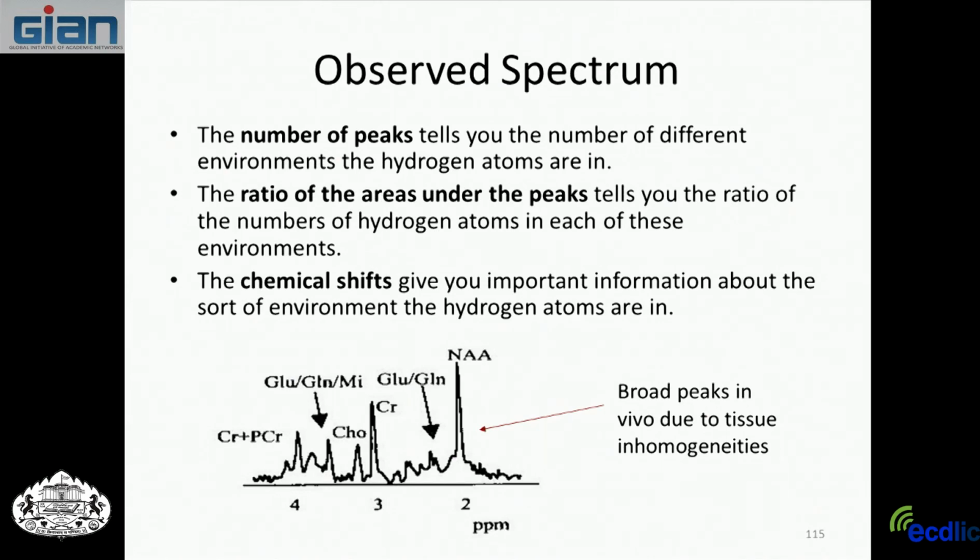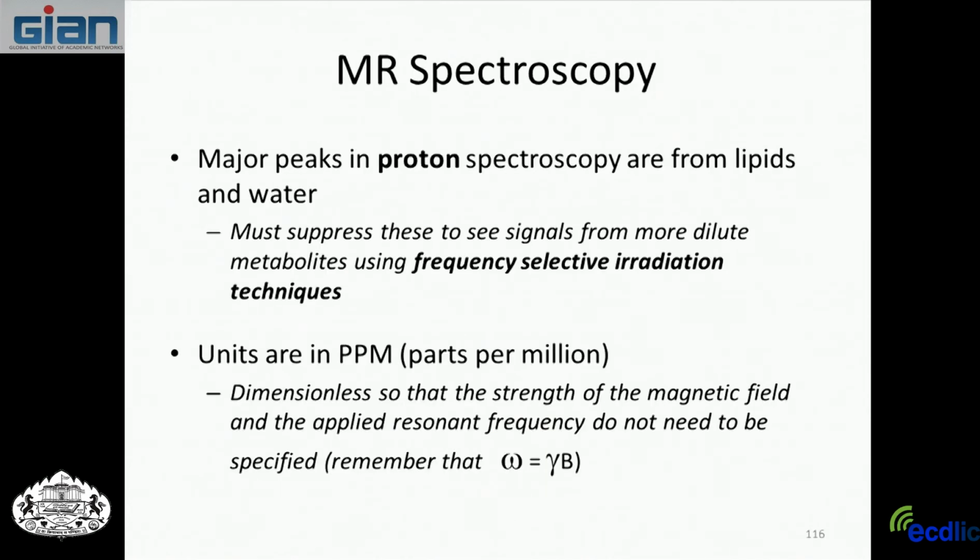So, for example, if you were going to do hydrogen in a piece of tissue, the number of peaks tells you the different number of environments the hydrogen atoms are in. Say we have a piece of tissue, we send this resonant frequency of hydrogen to it, and we can see where the hydrogen is distributed in different chemicals by looking at the spectrum there. The major peaks that we look at in spectroscopy are from lipids and water. Lipids are fats, and the measurement is in parts per million.